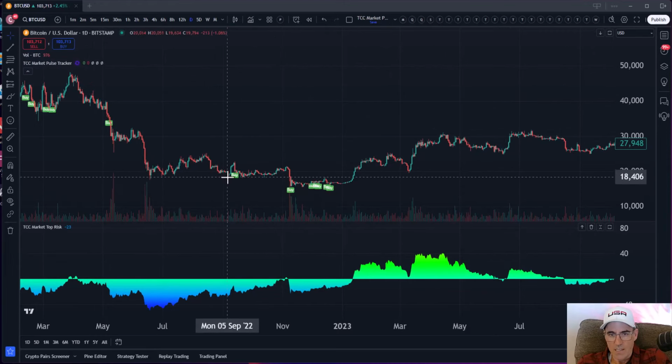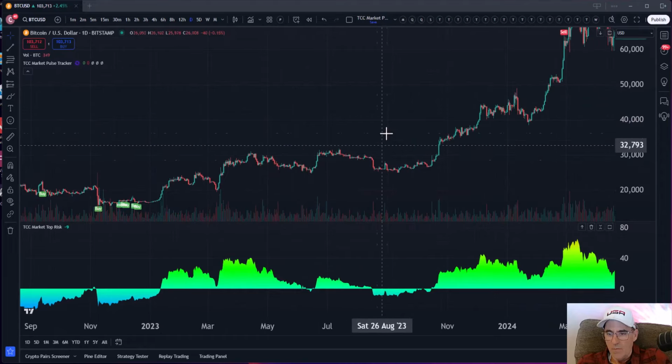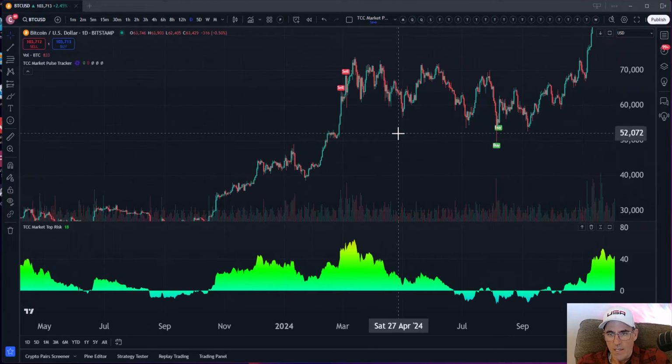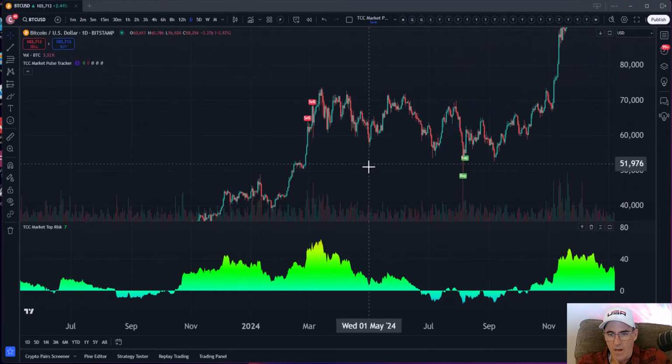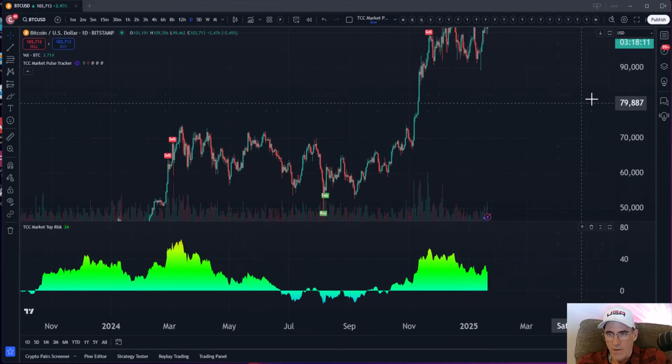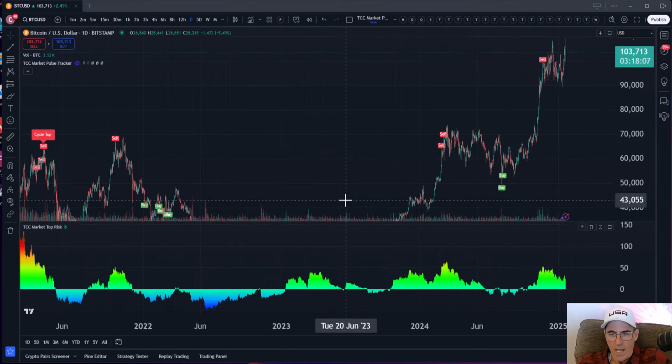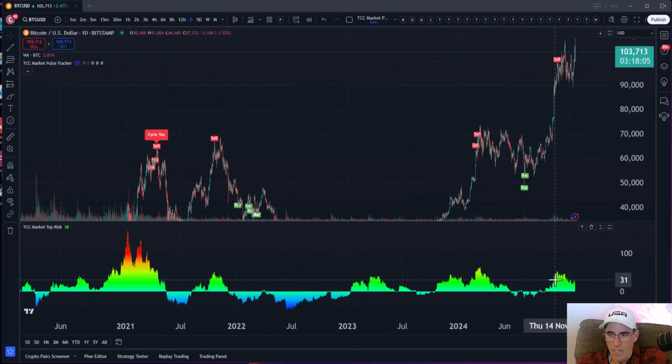This is the FTX crash. A lot of our mastermind members were buying in here. And then this is kind of where we're at right now. We've just barely started getting into these orange areas here. But if I start scrolling up here, where are we at right now? Well, we're right here. We haven't even hit some orange areas, but we're probably going to get pretty close here.